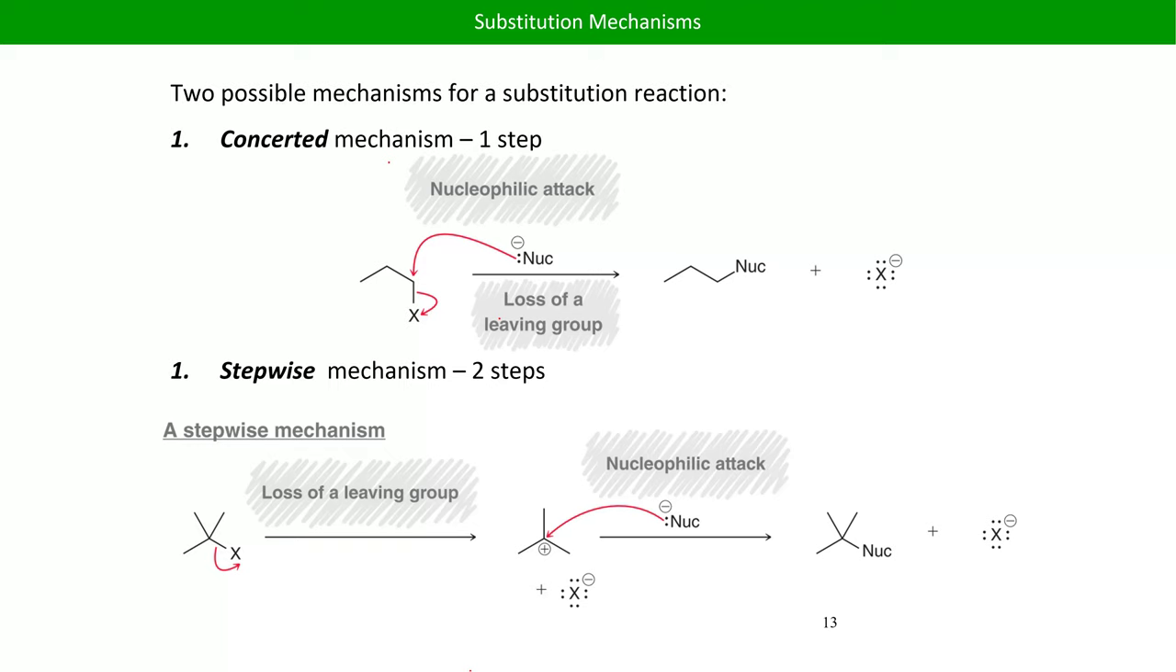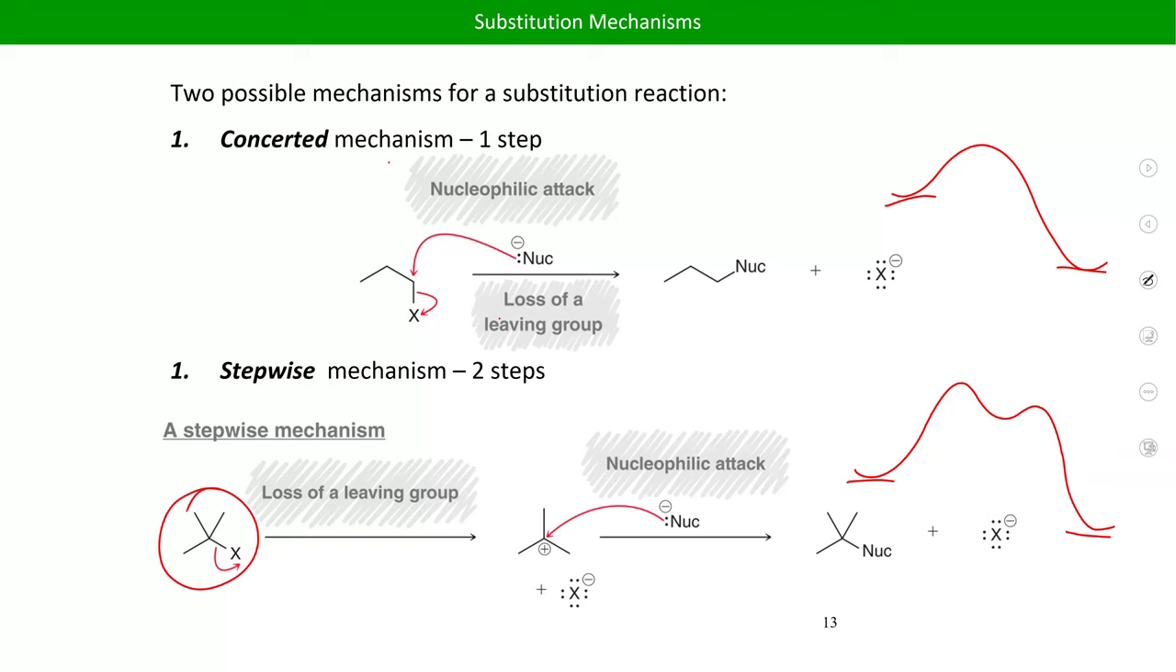In terms of potential energy surface, our potential energy surface for this stepwise one would look something like that. Even if it's the same overall change in energy, I didn't really draw it to scale, but assume I did. Your slow step, kind of by definition in this case, because you're making a carbocation that's less stable, has to be the first step, which means your slow step only involves one molecule. And if your slow step only involves one molecule, it's going to be a first order reaction.